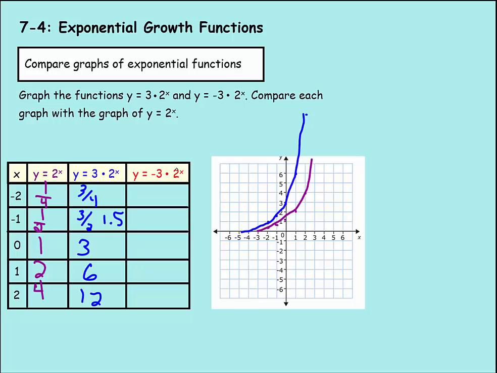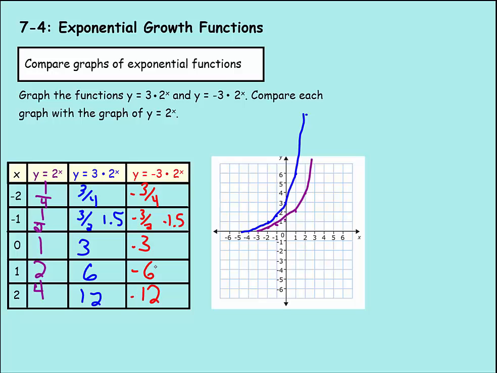Now we have negative 3 times 2 to the x. So 2 to the negative second power we see is 1/4, times negative 3 is negative 3/4. 2 to the negative first is 1/2, so times negative 3 is negative 3/2, or negative 1.5. 2 to the 0 power is 1, so negative 3 times 1 is negative 3. 2 to the first power is 2, so negative 3 times 2 is negative 6. Then 2 to the second power is 4, so negative 3 times 4 is negative 12.